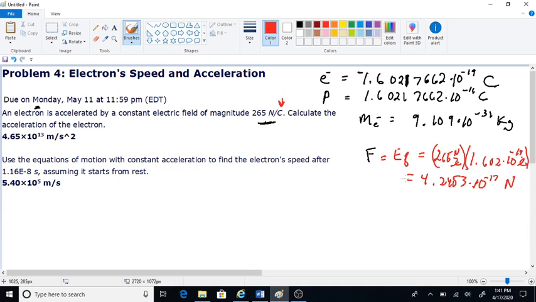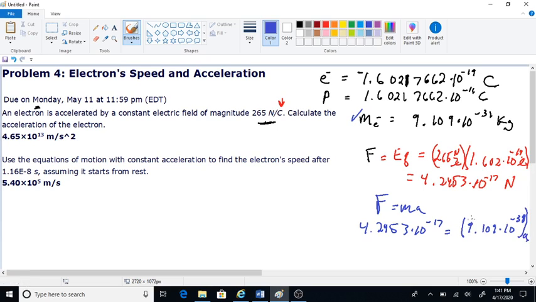So this is a net force. What do net forces cause? They cause accelerations. How? Through Newton's second law. So all you have to do now, our good old friend, F equals ma, and so we have 4.2453 times 10 to the minus 17th equals our mass, which is, check here, 9.109 times 10 to the minus 31st, and then here's an a.